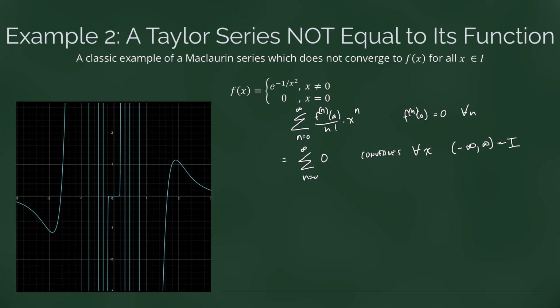However, if x is not equal to 0, then f of x is e to the negative 1 over x squared, which is not 0. So what we see is that we have a series that, except for x equals 0, is never ever equal to the value of the function.